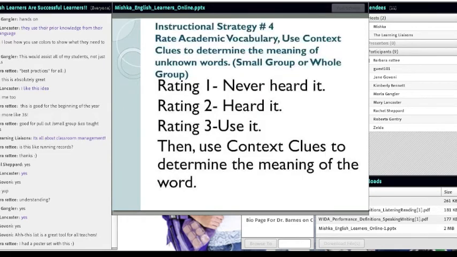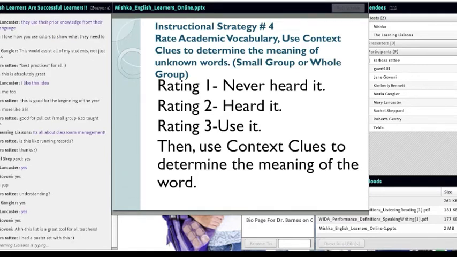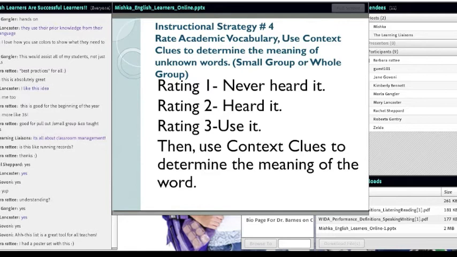Okay. All right, so we go on to our fourth instructional strategy. And this one is called rating your academic vocabulary. So basically, this is how this works. It can be done with whole group instruction. It can be done with small group instruction. When you're previewing vocabulary, you ask the students to rate the words, the academic words.